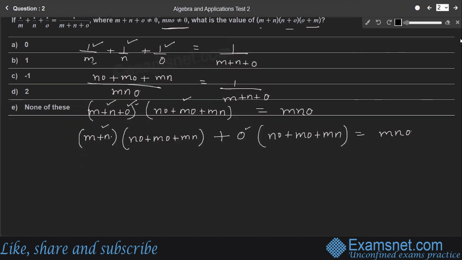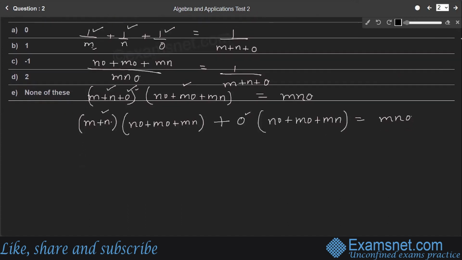So now let us consider the second term here. We'll leave m + n as it is, right? So no + mo + mn. Let it be as it is. So in the second term, we'll expand this: o²n + mo² + mno is equal to the RHS part, right?